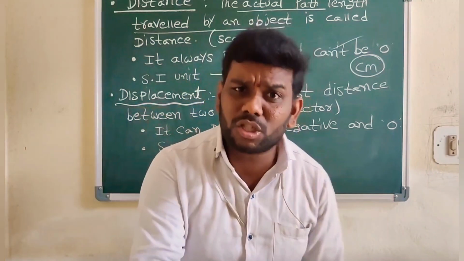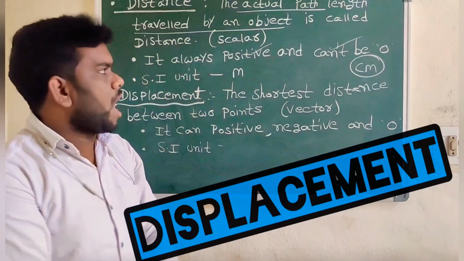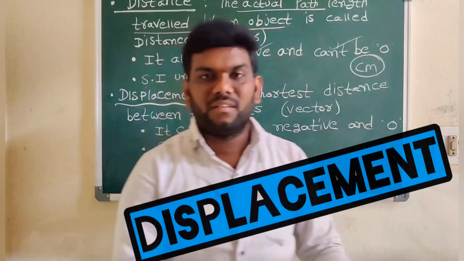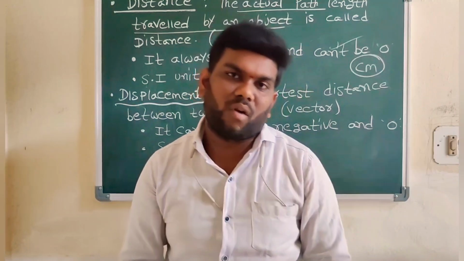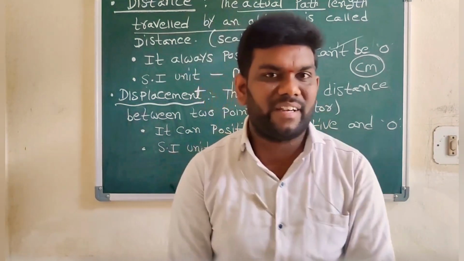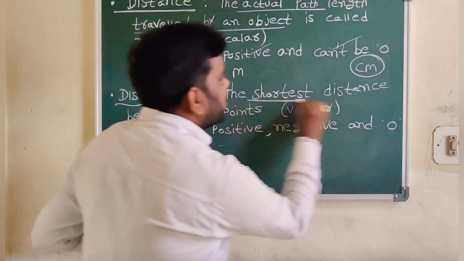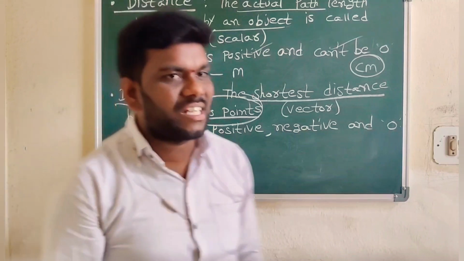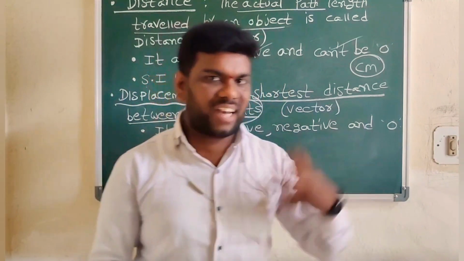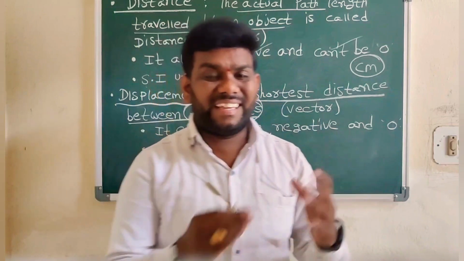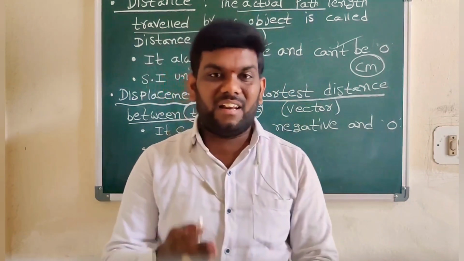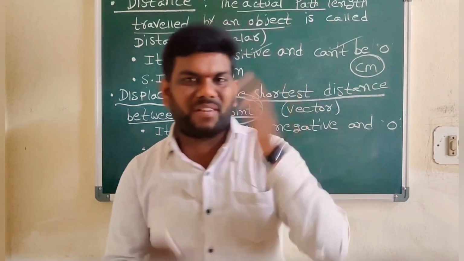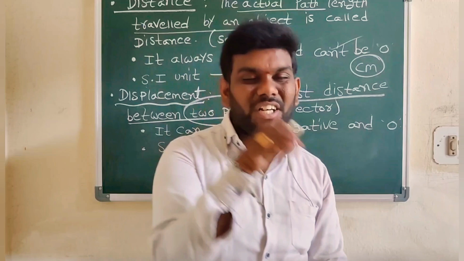So in this, distance is always positive? Yes. And cannot be zero. This is actual length. That's why distance is a scalar quantity. But what is displacement? Once check it. The shortest distance between two points. Two points means one is initial, another is final. Initial is, for example, your house. Final is our school. From your home to our school, traveling the short distance.